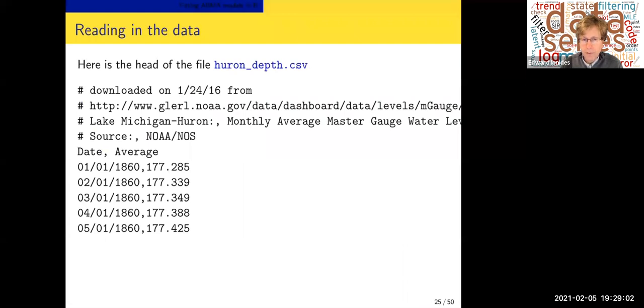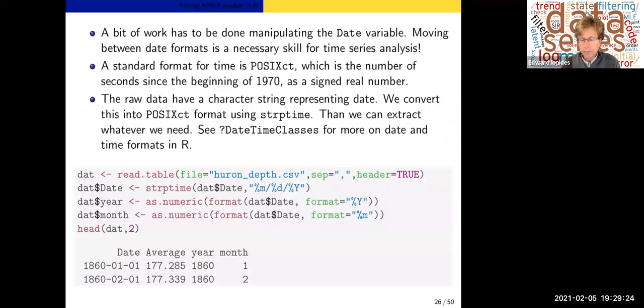The data's on the course website. Here we just have the structure of the data in the file. It's a comma-separated file with date in this particular format. Now, when we want to do data analysis, we're going to have to manipulate the date variable a little bit. This is a fairly common way for date to be represented in a data file, but we want to get it into a numeric format.